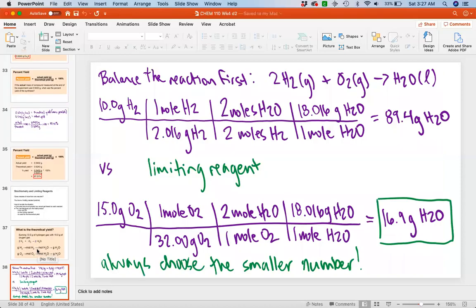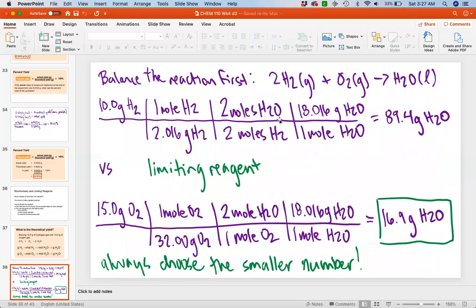So the first thing we have to do is always balance our reaction. We're always going to start with a balanced equation. Then we're going to take what's given in the problem, so our 10 grams of hydrogen, and we're going to find the molar mass of that molecule from our periodic table. So 1 mole of hydrogen is equivalent to 2.016 grams of hydrogen. Then from our balanced equation, we're going to find our molar ratio.